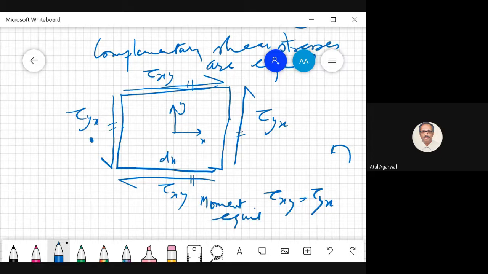Suppose you take moments about this point O, then these two are causing a clockwise twist. So what is the twist caused by tau xy? What is the force acting on this plane? What is the area of this plane? dx dz. What is the moment arm? dy.